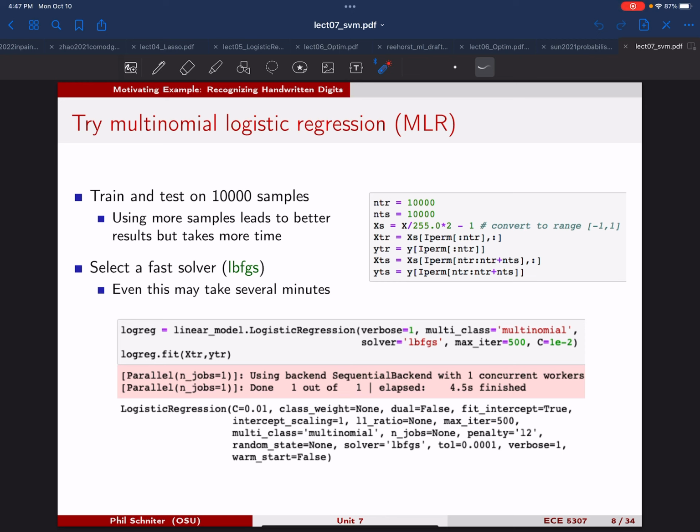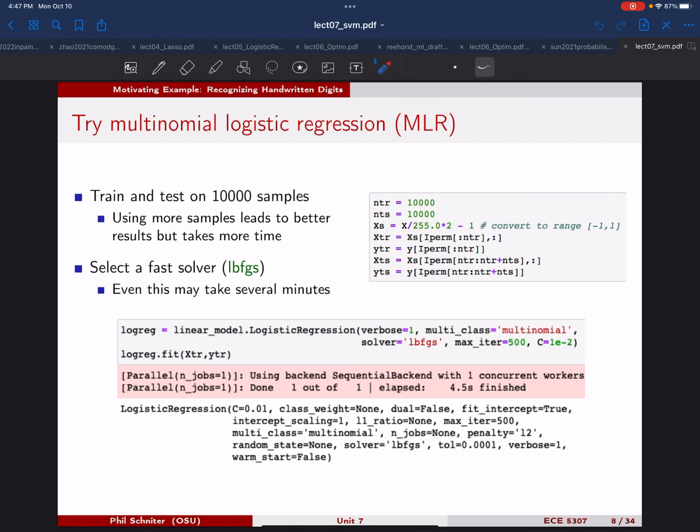We just have this big matrix where the rows are the features, 784 features and everything. Let's see how it works. So just to keep things running a little bit faster, instead of using the 70,000, we're going to just train and test on 10,000. If we used a few more samples, probably the results would get a little bit better, but 10,000 is already quite a lot. So there's going to be 10,000 for training, 10,000 for testing.